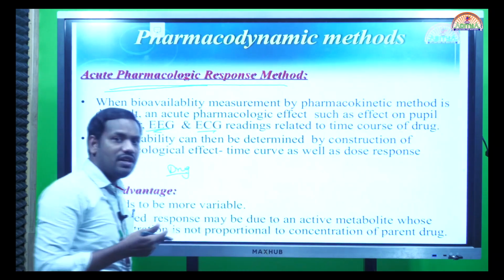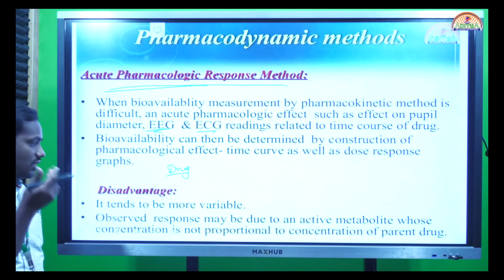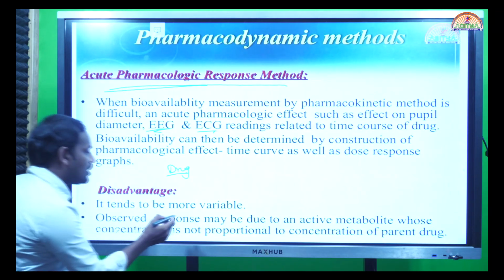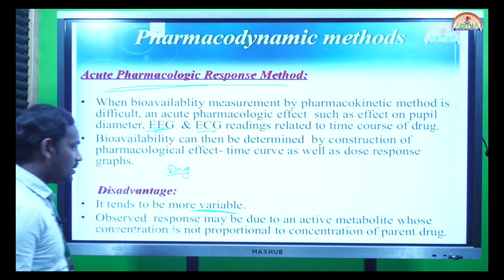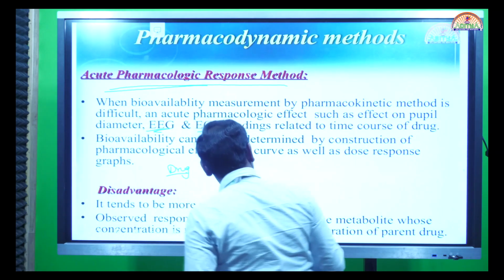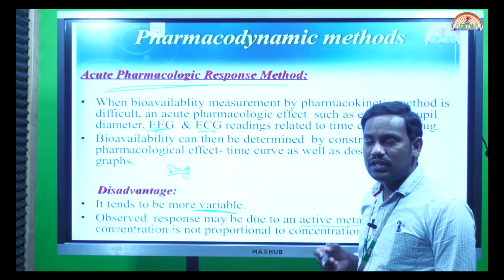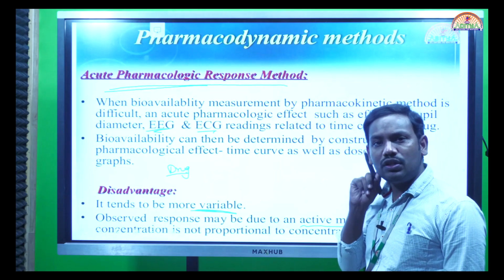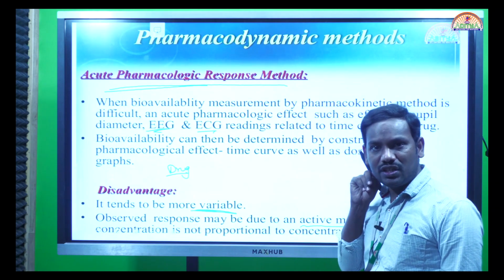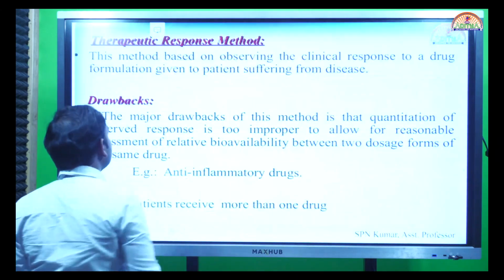Not every drug can produce this acute response, only some drugs can. The main problem is that it tends to be variable, with patient to patient variability, and it may occur if there are some active metabolites. Some drugs like risperidone or psychological agents have active metabolites which will result in more therapeutic response than in the initial stages. For such drugs, this may not be applicable.